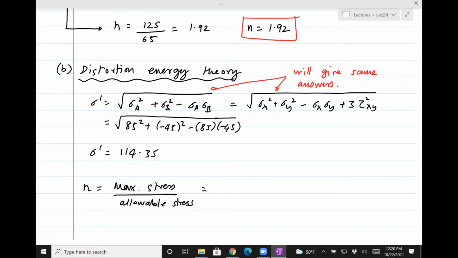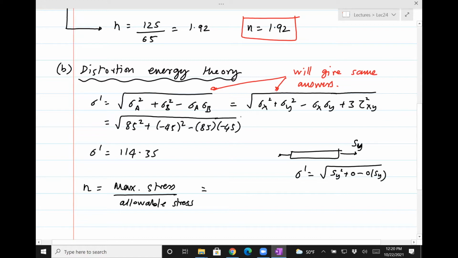That's because when you're looking at distortion theory, the max stress comes from a uniaxial test, right? You do a uniaxial test, and when it fails, it's SY. And then you compute the von Mises stress here. So the von Mises stress is SY squared plus 0 minus 0 times SY, right? I just put the values here. And so the max stress when failure occurs is SY. So on the numerator, we will have SY, and the denominator will have this sigma prime. So that's the sigma max.